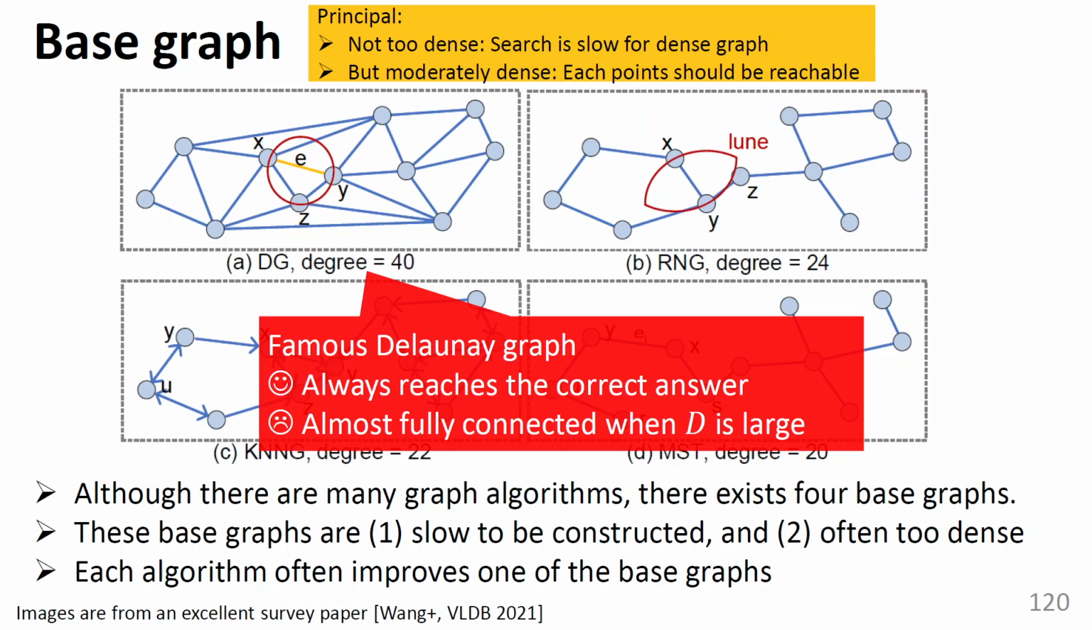Okay, let's see the first one. It's called a dynamic graph. With the dynamic graph, you can reach the correct answer. But its connection will be too dense. For example, its degree, the connection in total, is 40. You can see it's a very dense graph.